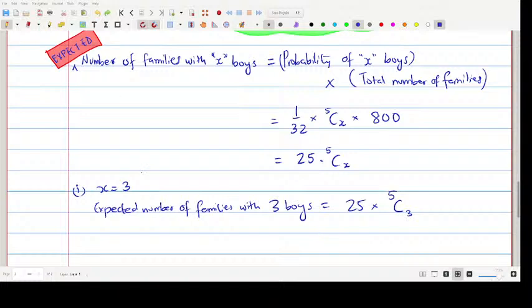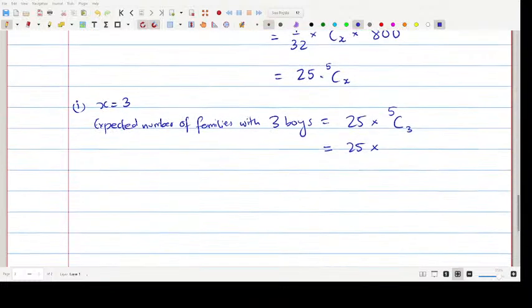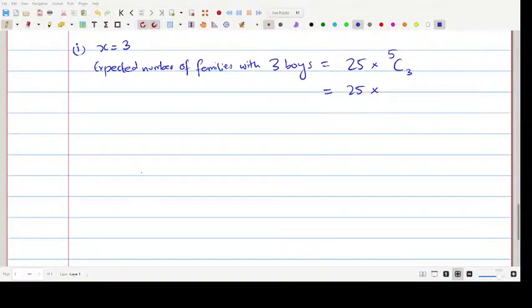This is the same as saying 25 multiplied by 5C3, right? How to find out the value of 5C3? Since we are in a tutorial now, we can very easily revisit this particular formula. NCX, right? So NCX would be n factorial divided by x factorial multiplied by n minus x factorial.